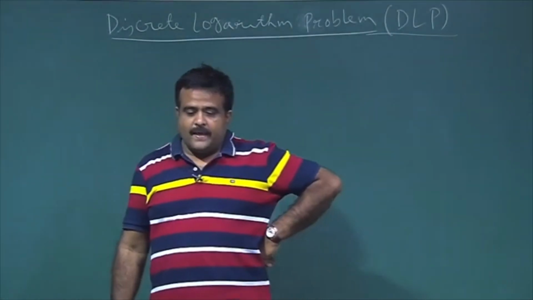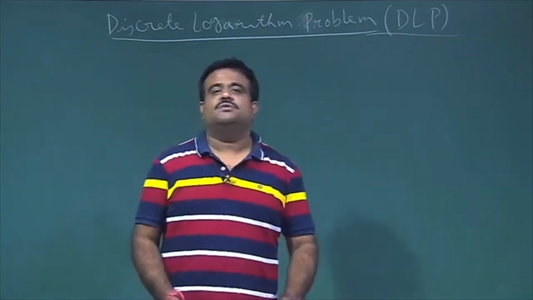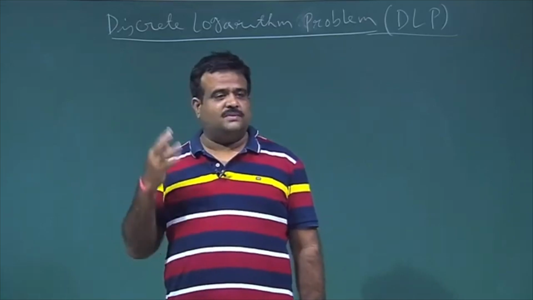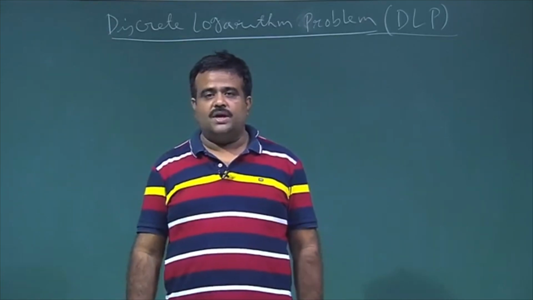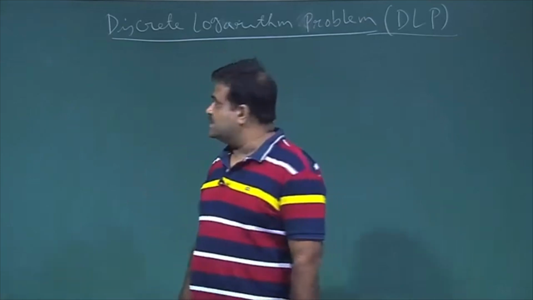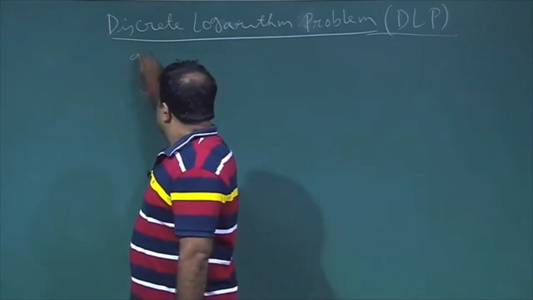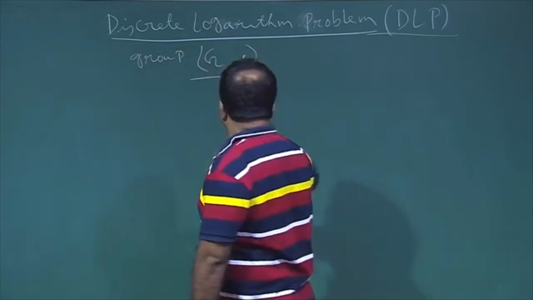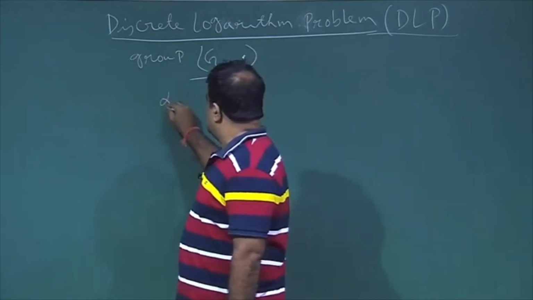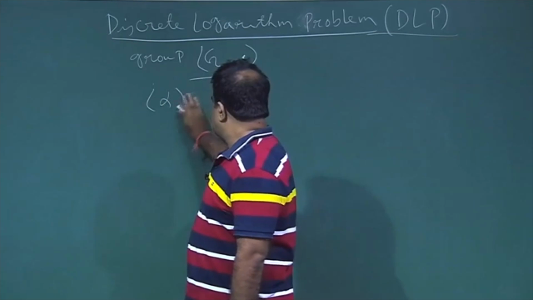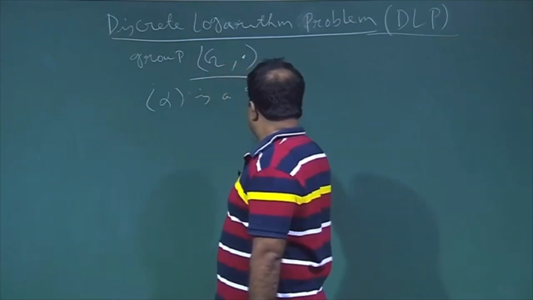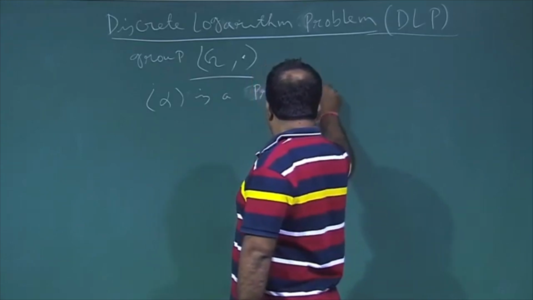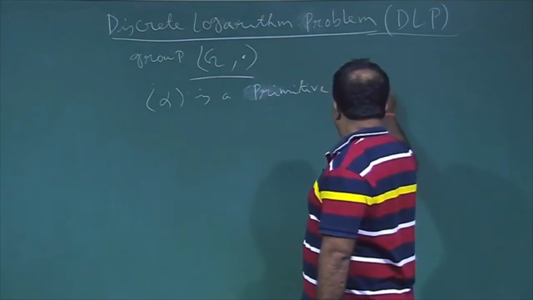Discrete log problem. It is used in the Diffie-Hellman key exchange protocol and the Elgamal crypto system, where we have seen the discrete log problem. So, what is basically the discrete log problem? We are given a group G, which is a multiplicative cyclic group, and alpha is a generator, or primitive element, of this group. So it is a cyclic group generated by alpha.